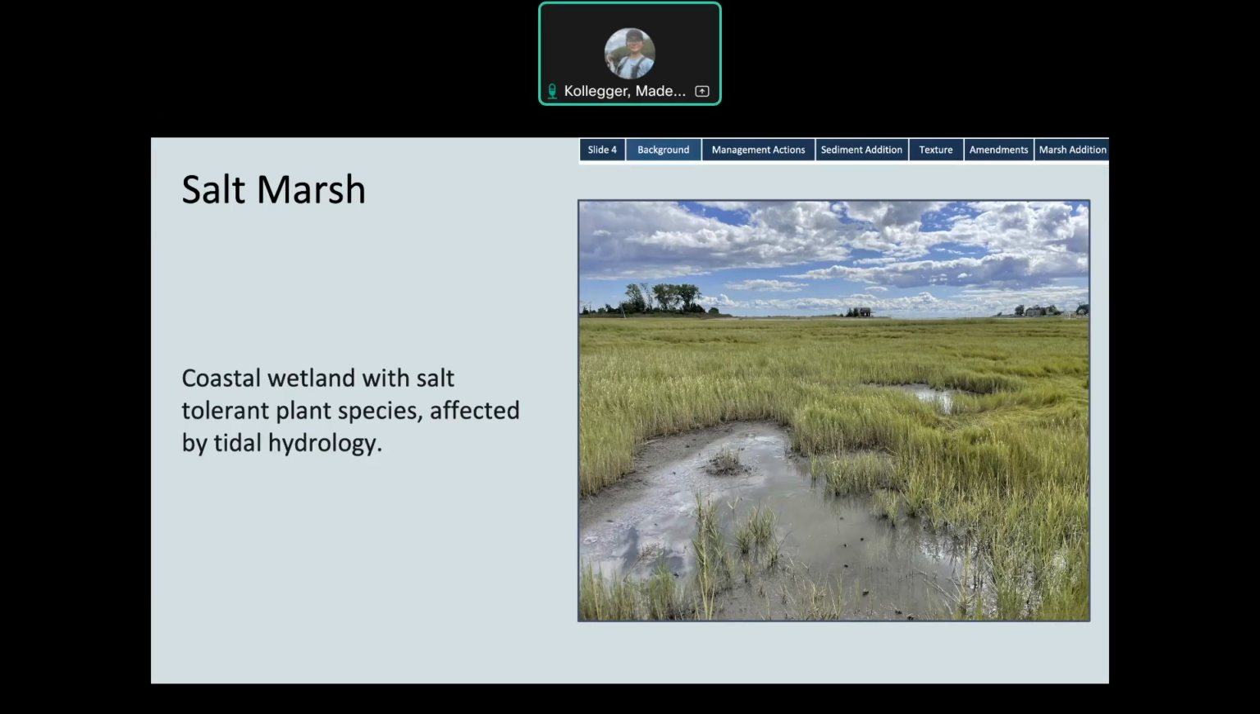2 high tides and 2 low tides. So water is constantly moving in and out of this marsh. And it's salty seawater, so the vegetation that exists there has to be pretty salt tolerant. So in this picture, we can see Spartina alterniflora, a salt tolerant plant.